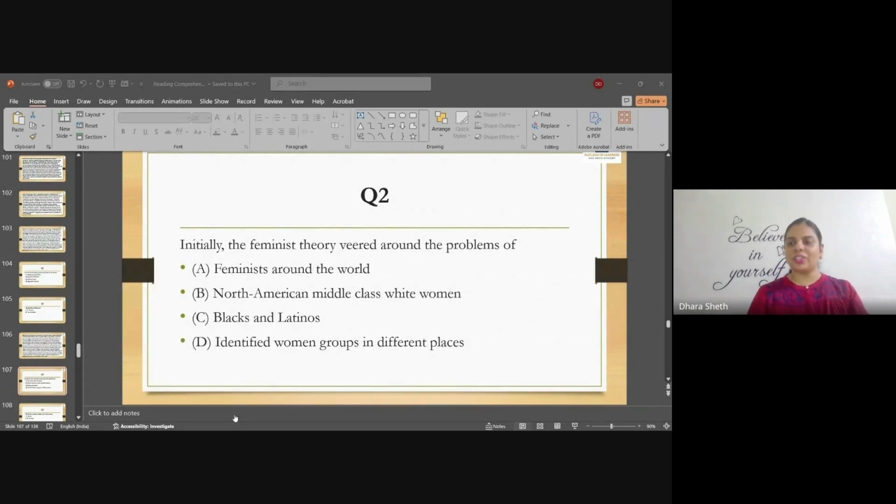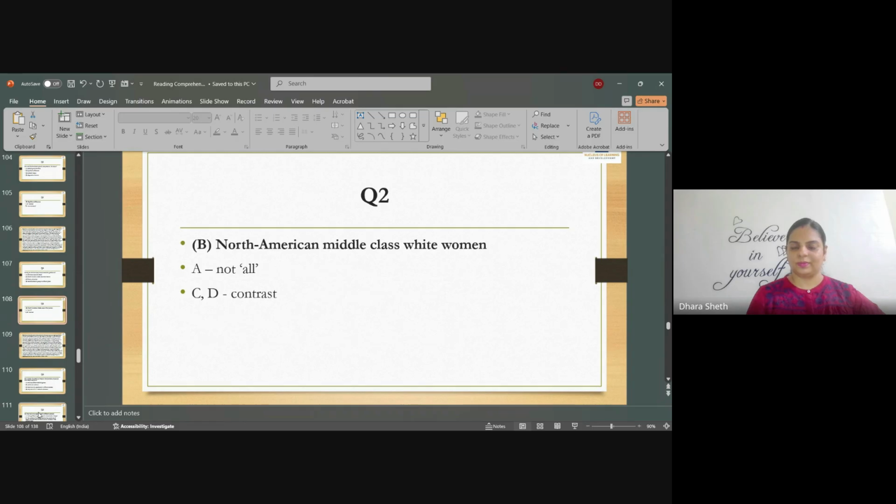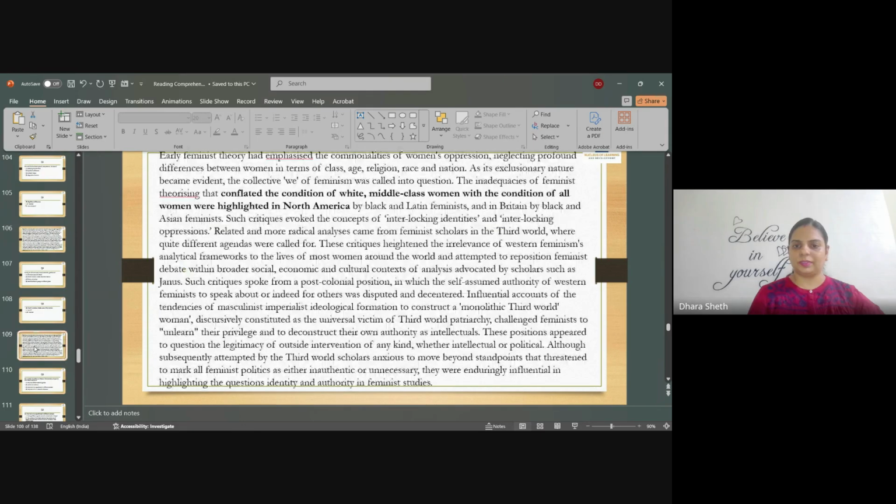Okay, so see, initially means early. The early feminist theory focused on what? Did it focus on blacks and Latinos? No. It actually focused on North American middle class white women.